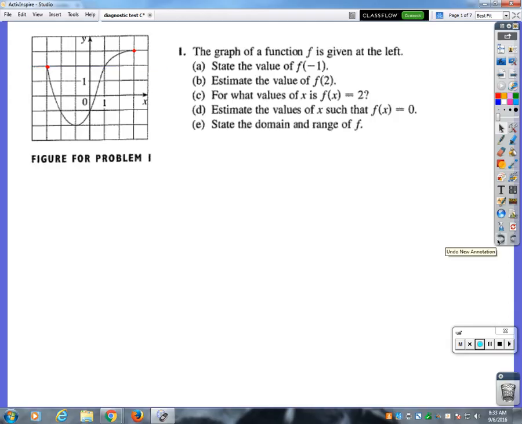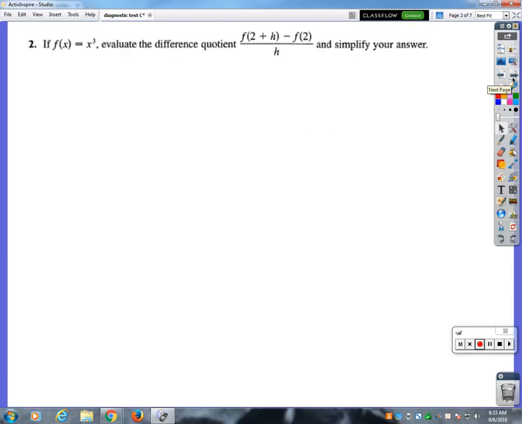Okay, estimate the values of x such that f of x equals 0. Those are called the zeros of the function, and that's where it crosses the x-axis. So that is at about -2.5-ish, -2.4, and this one is at about 1/2, 0.4, whatever. And then the domain is the possible x values, so this graph goes from -3 to 3, and then the range is the possible y values, so it goes from -2 up to 3. Good, well, just a review of function notation and all that.